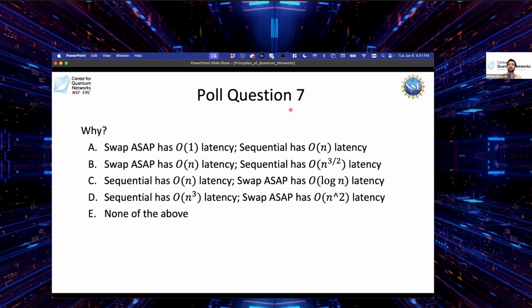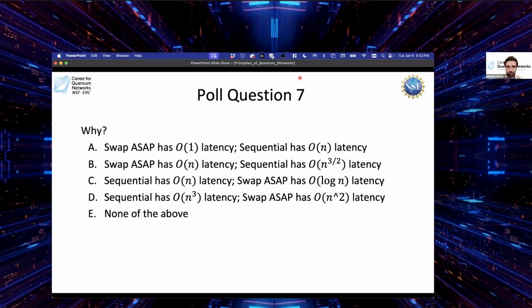And now let's go to the seventh poll question, that is why. Option A, swap ASAP has constant latency, and sequential swap has linear latency. B, swap ASAP has linear latency, and sequential has latency on the order of n to the 3/2. C, sequential has linear latency, and swap ASAP has logarithmic latency. Or D, sequential has cubic latency, while swap ASAP has n squared latency.